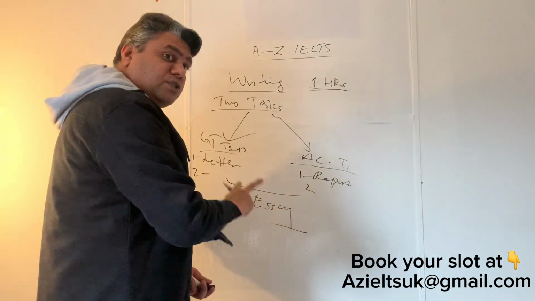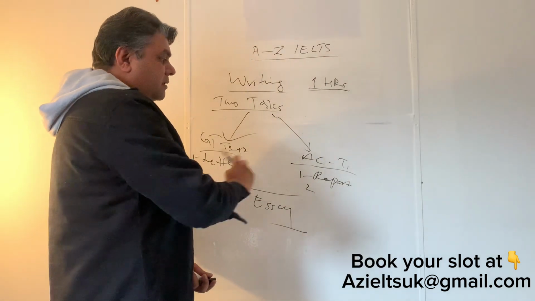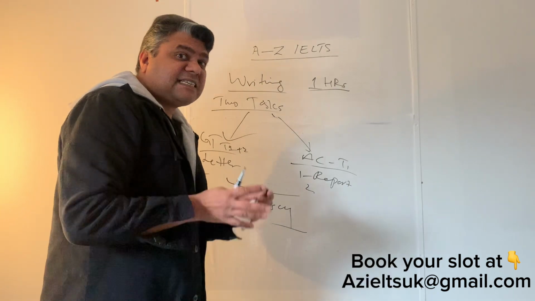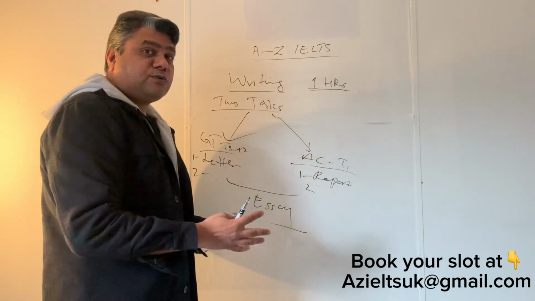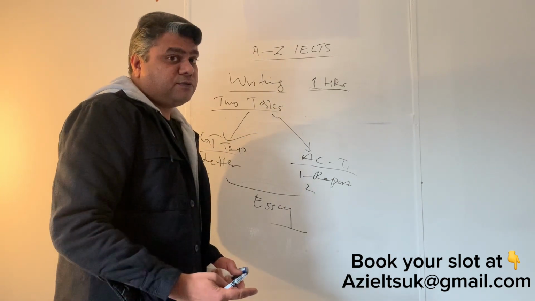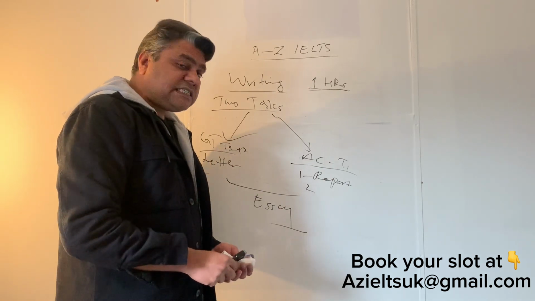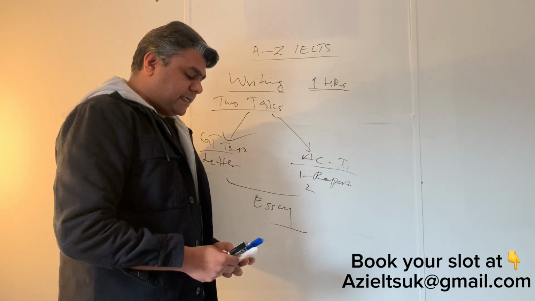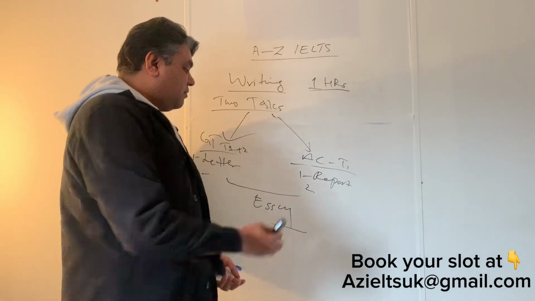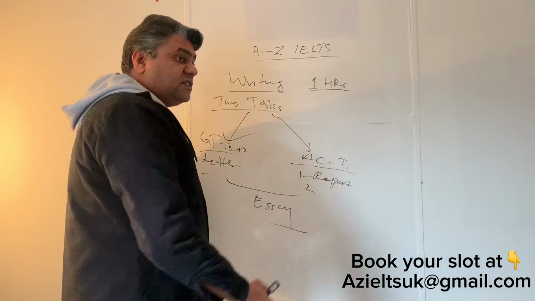Task 1 and task 2 come at the same time, you are given both together. It's up to you whether you attempt task 1 first or task 2 first. Ideally people do task 1 first because it's comparatively easier and takes less time. You should take less time while attempting task 1, whether academic or general.